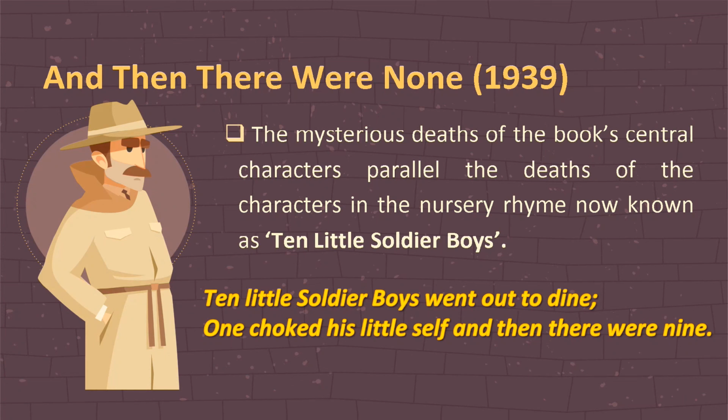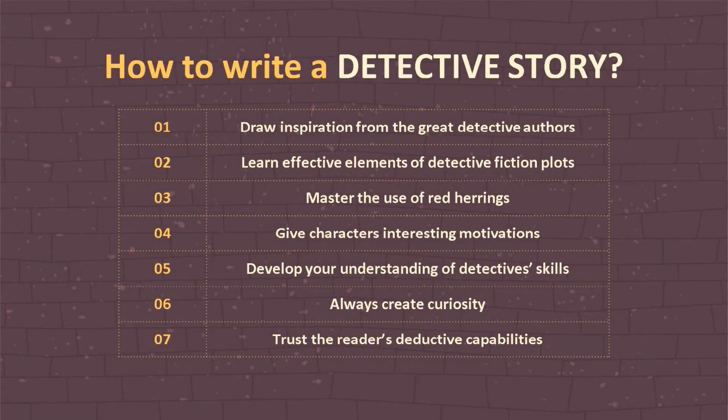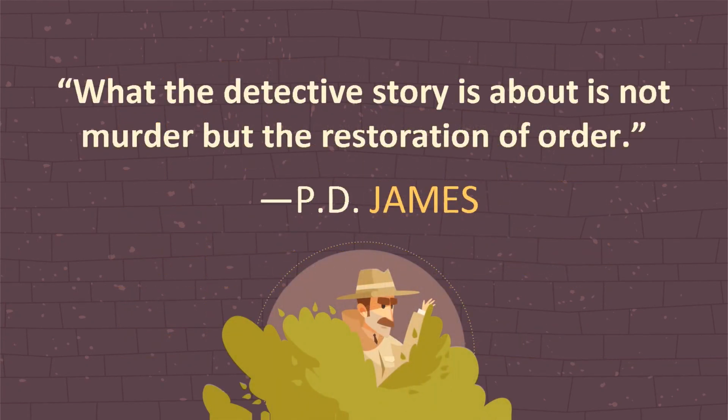It is up to the reader to try and work out the significance of the nursery rhyme and how the story might proceed. Again, in writing a detective story, there are 7 steps or keys that will guide us. And as I end this lesson, I want to leave this quote of P.D. James: What the detective story is about is not murder, but the restoration of order.